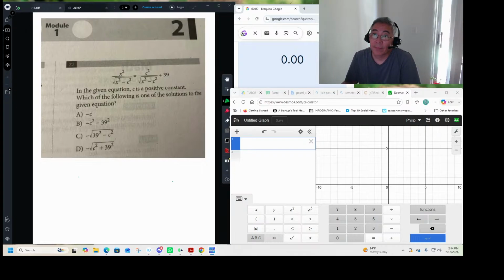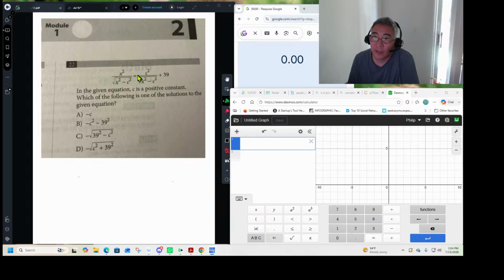Okay, let's start. So this is from Practice Exam 10, Module 1. We're going to compare solving this problem using Desmos versus algebra, okay? So let's do this first with Desmos.